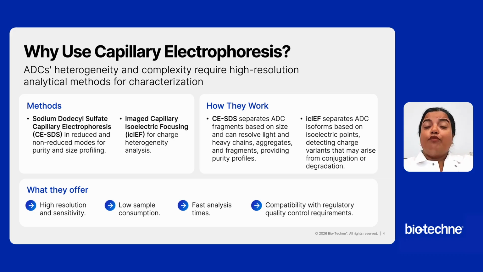For charge variant analysis, ADCs often possess diverse charge isoforms due to conjugation reaction or post-translational modification, impacting their efficacy and stability. CE, particularly capillary isoelectric focusing, efficiently separates these charge variants based on charge. For aggregation and purity assessment, CE-SDS is capable of separating monomeric and aggregated ADC species, providing critical insights into purity and structural integrity.